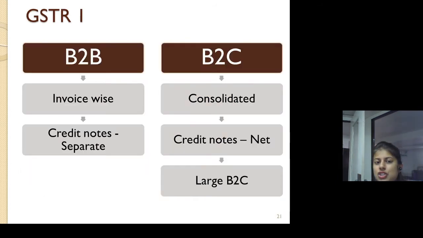Next, we'll see GSTR 1 in detail. See, there are two things which we mainly have to give in 1. Firstly, what is to be given in 1? All outward supplies are to be given in GSTR 1. One is B2B and the other is B2C.